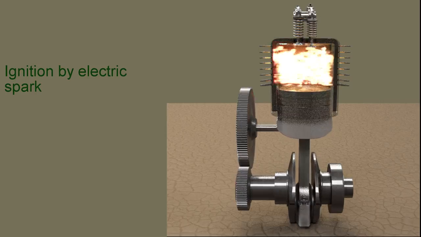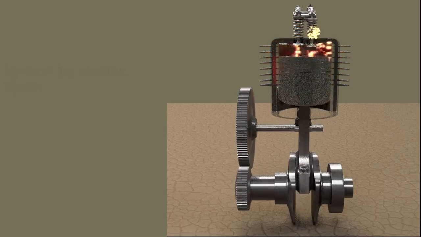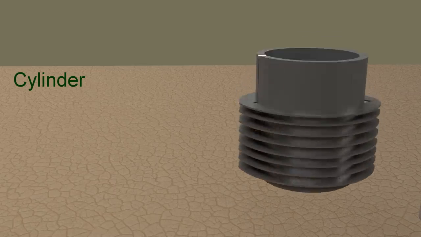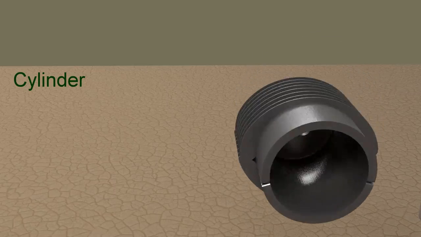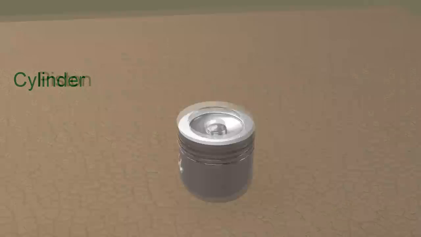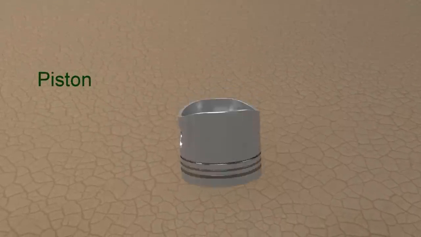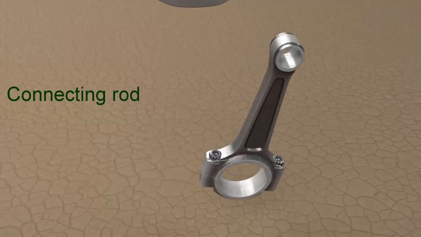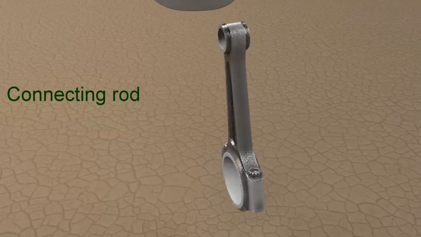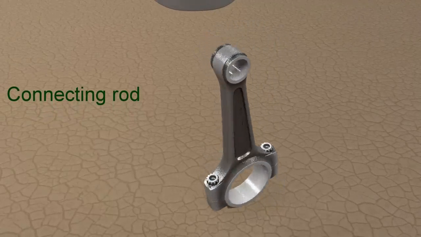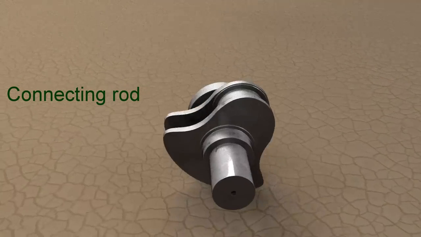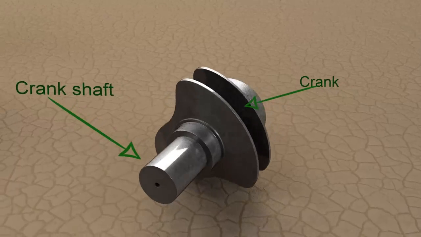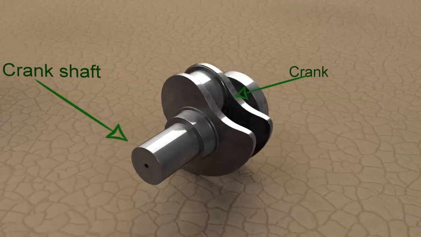A four-stroke petrol engine is made up of following parts. Cylinder. It is a cylindrical vessel in which piston reciprocates. Piston. Connecting rod interconnects the piston and crankshaft and transmits the forces from the piston to crankshaft. Crankshaft converts the reciprocating motion of piston into useful rotary motion of the output shaft.